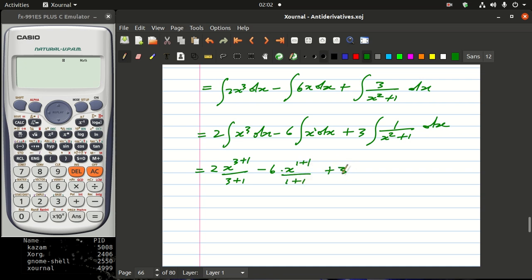And then I'll have a 3 times, what is the antiderivative of 1 over x squared plus 1? That is actually the tan inverse of x plus the constant of integration. Again, if you are dealing with this, you're supposed to have a constant of integration. Dealing with this, we have another constant of integration. Dealing with this, we'll have another constant of integration. So we'll end up having c1 plus c2 plus c3.